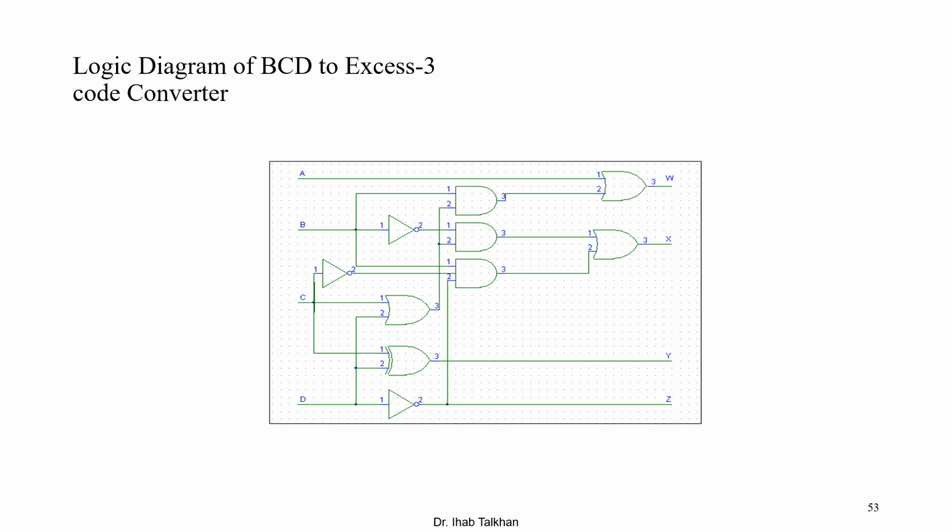This slide here gives you the logic diagram of BCD to XS3. It is not called a code converter, but actually it is an encoder because we are transferring from standard to non-standard. So this is the hardware represented by the 4 equations we mentioned before in order to convert or to encode BCD to its equivalent XS3 code.